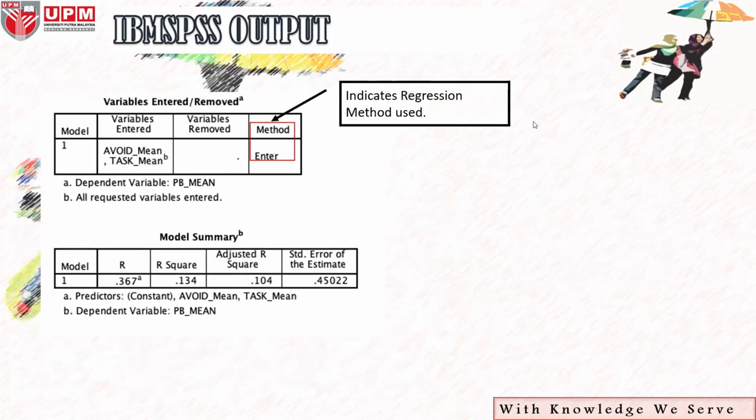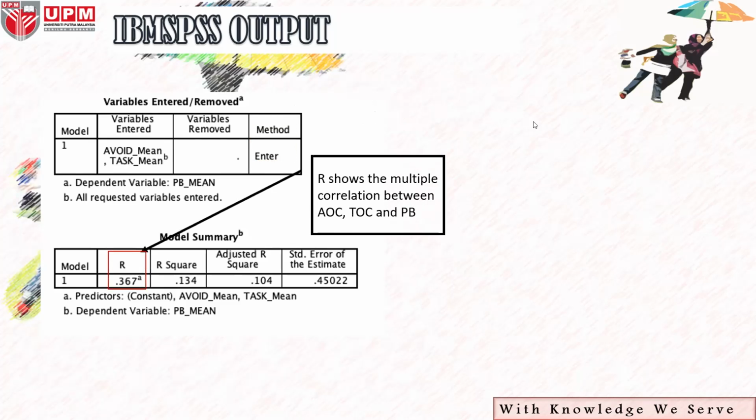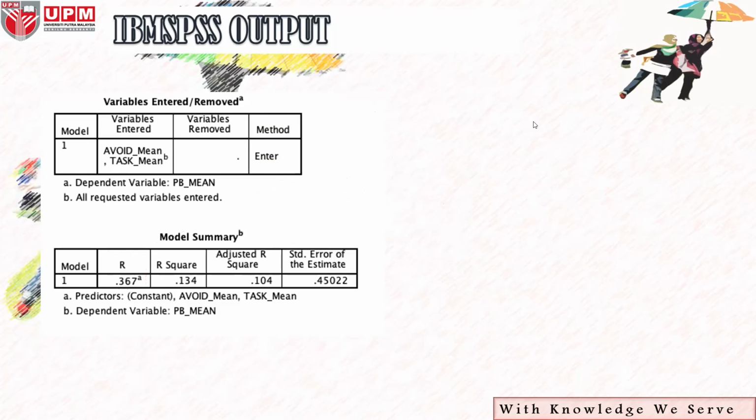Then next, information related to the method that we use, which is the enter method. It indicates the regression method that we use. Next, the model summary, in which the multiple correlation coefficient R indicates the correlation between the three variables. In multiple linear regression, we report the R result, but we do not interpret it. We just report.